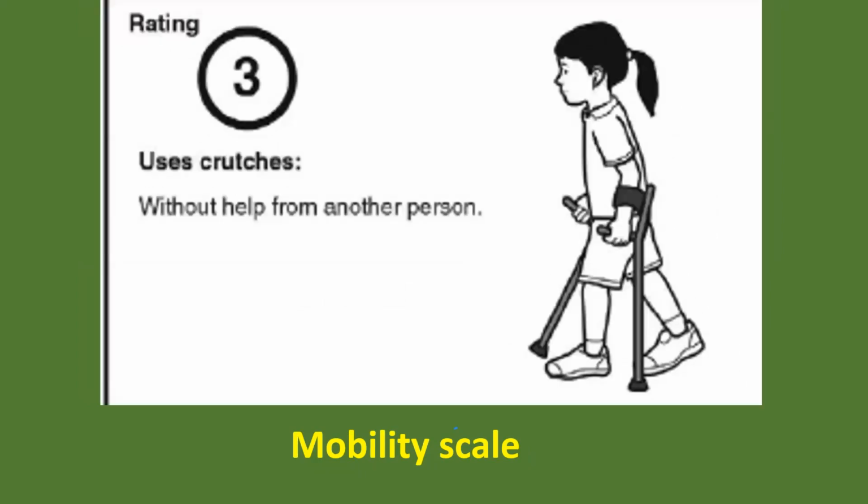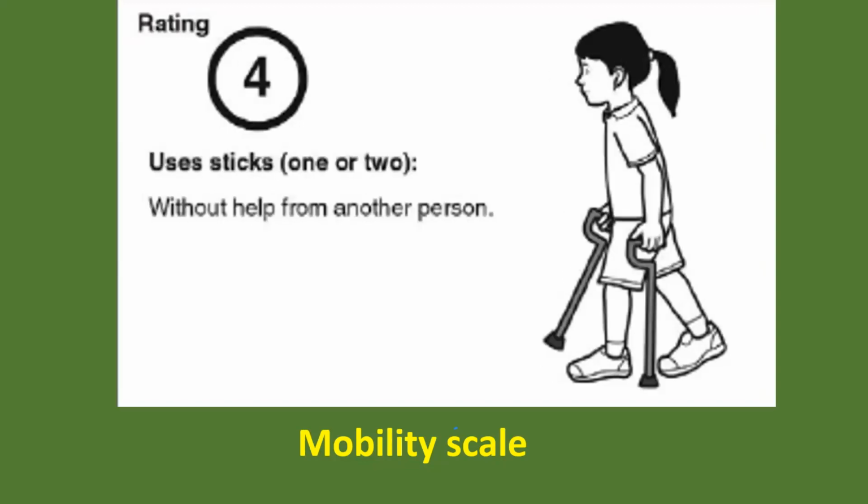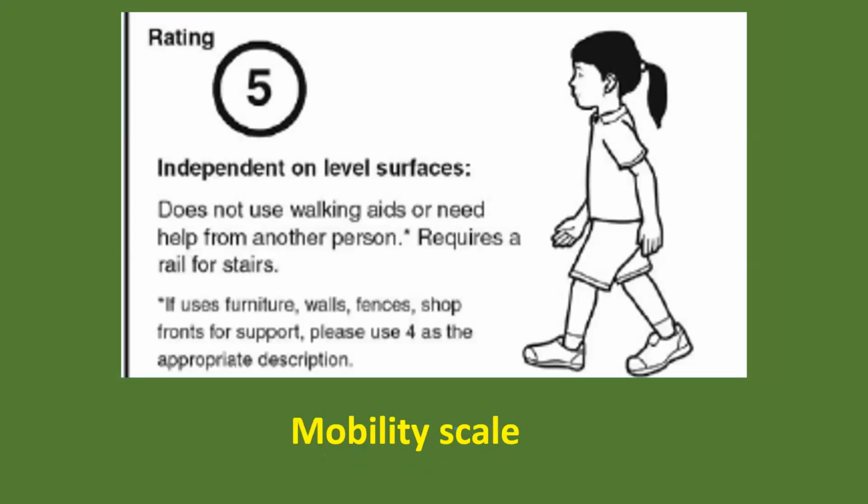A third stage is where the child uses crutches without help from another person. Or he uses sticks, one or two, without help from another person. 5 is independent on level surfaces. He does not use walking aids or need help from another person. He requires a rail for stairs.